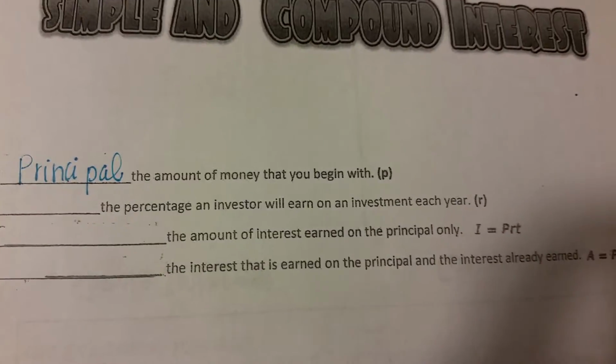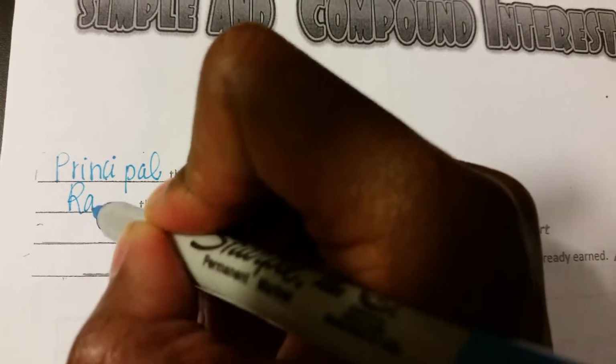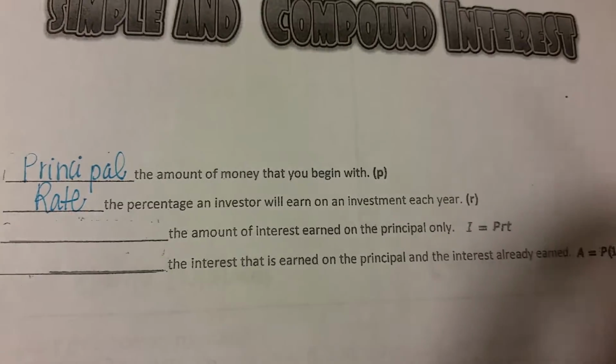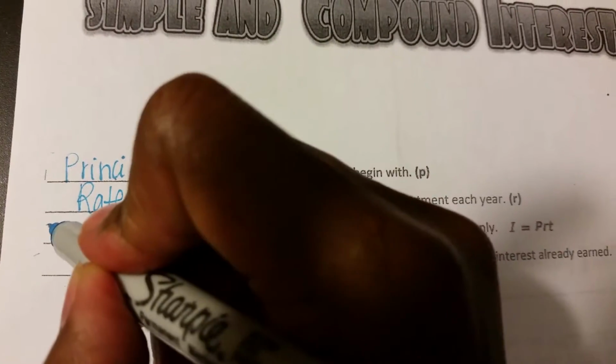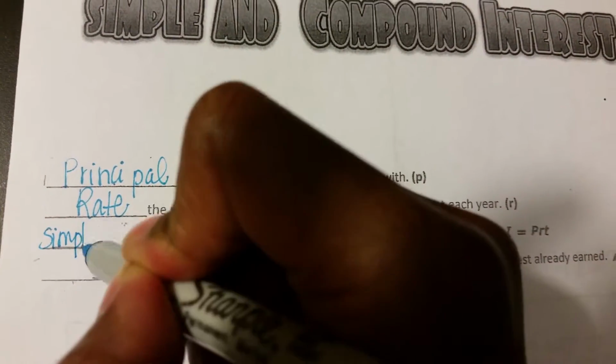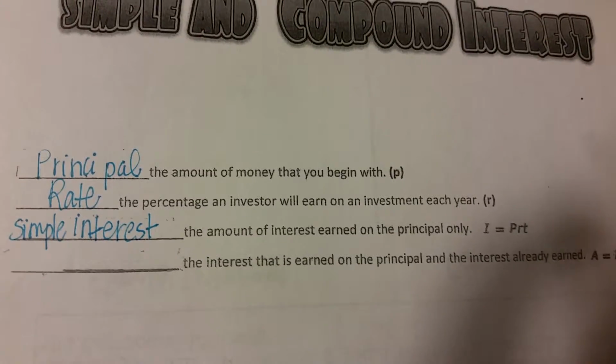Okay, the percentage an investor will earn on an investment each year, R, which is the rate. The amount of interest earned on the principal only would be simple interest. And the interest that is earned on principal and the interest that's already earned will be compound interest.